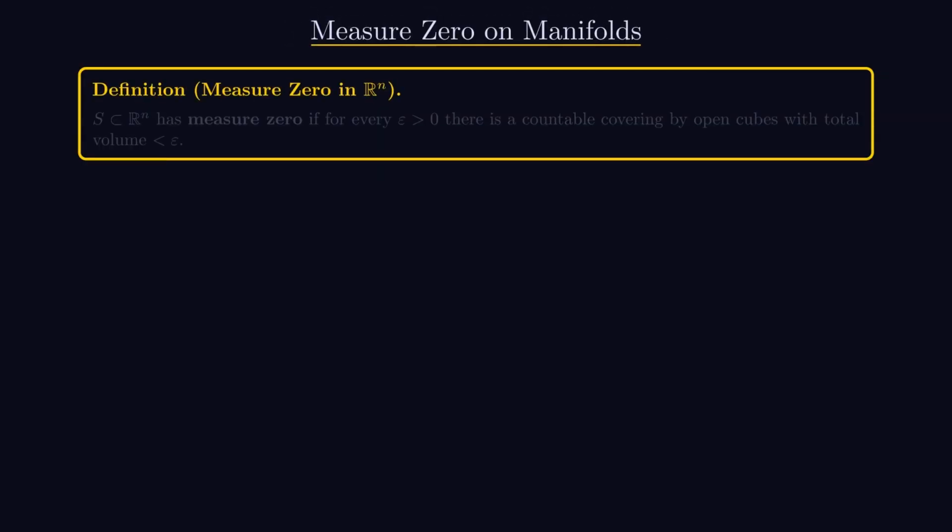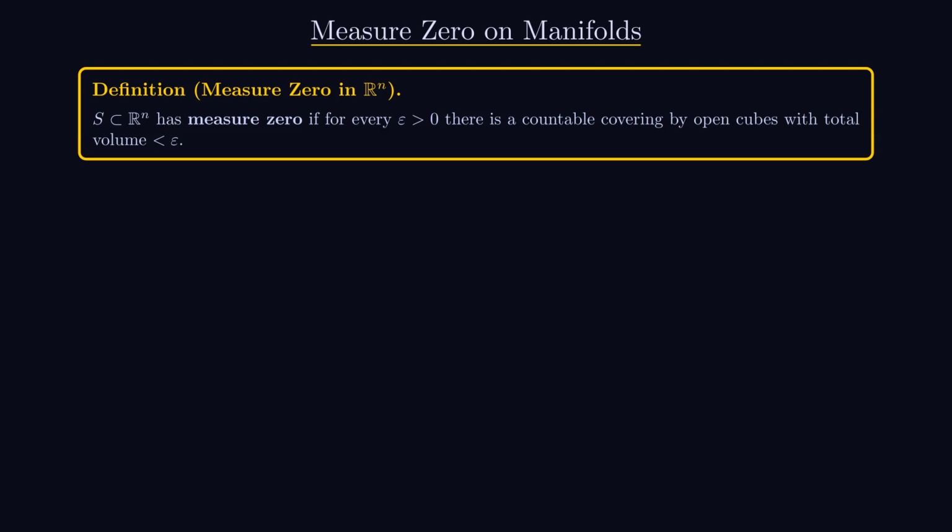To state Sard's theorem, our next major result, we need the notion of a set having measure 0 on a manifold. We will build this carefully, starting with the familiar Euclidean version. A subset S of Rn has measure 0 if, no matter how small we choose epsilon to be, we can cover S by a countable collection of open cubes whose total volume is less than epsilon. Intuitively, S is geometrically negligible.